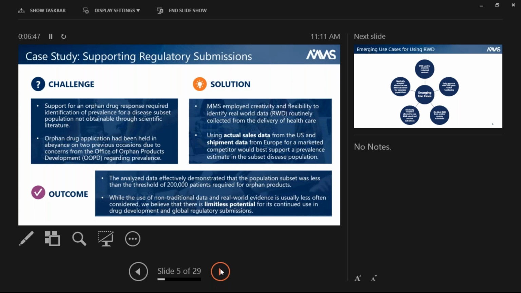Using actual sales data from the U.S. and shipment data from Europe for a marketed competitor, we were able to support a prevalence estimate in the subset disease population. The analyzed data effectively demonstrated that the population subset was less than the threshold of 200,000 patients required for orphan products. While the use of non-traditional data and real-world evidence is usually less often considered, we believe there is limitless potential for its continued use in drug development and global regulatory submissions.